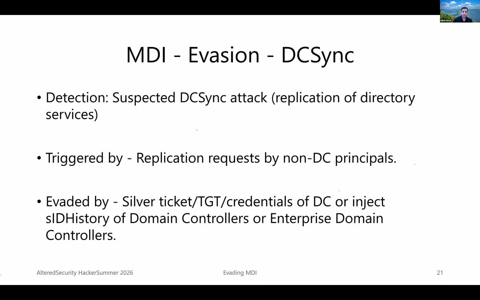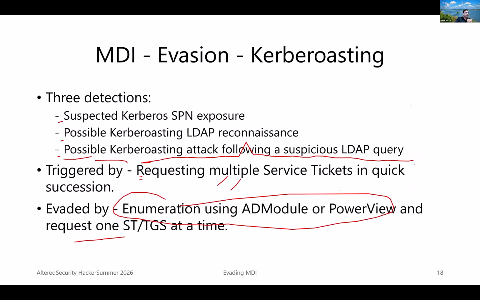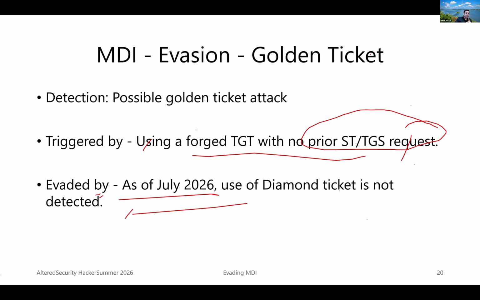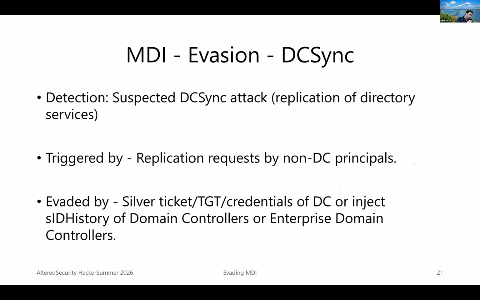DCSync. So we started with enumeration, then credential access and lateral movement, then domain dominance. What is DCSync? DCSync is one of the most interesting attacks in the world of Active Directory. You simply go to the DC and ask nicely, hey, could you please provide me access for the domain administrator? And if you have just a couple of rights on the domain object, the DC would comply. It would say, okay, why not?